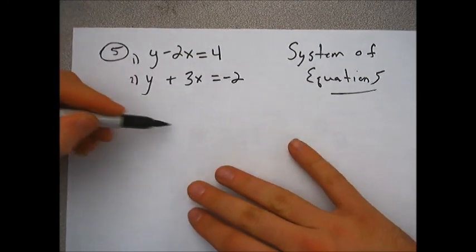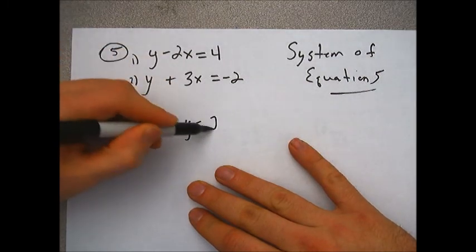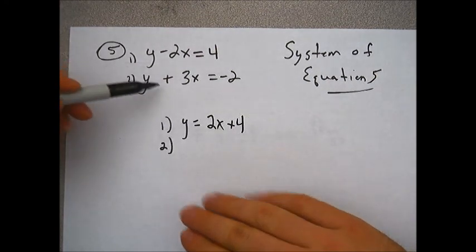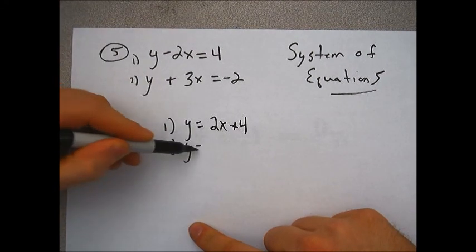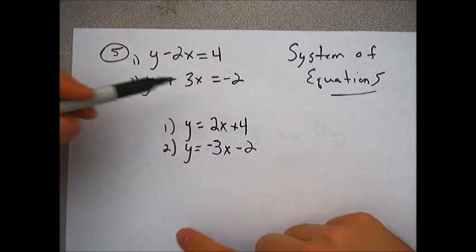So first off, I want to solve these both for y. So we'll say this is line 1 and this is line 2. So from line 1, we have y is equal to, add that over, 2x plus 4, and in line 2, subtract the 3x, so y is equal to negative 3x minus 2.